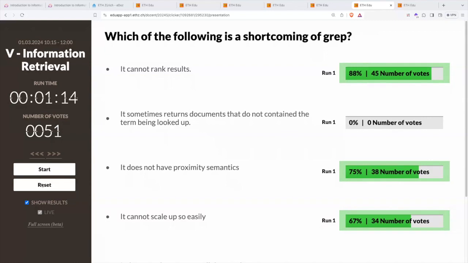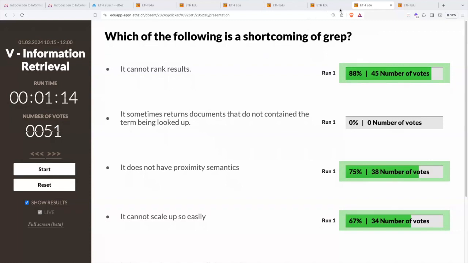But it's true, it cannot rank results. It's just returning the lines in the order of the document. It does not have proximity semantics, like whether a word is close to another word other than on the same line. And it cannot scale up so easily because, as you can imagine, you cannot grep the web. You can grep something you downloaded to your laptop, but that's pretty much it. And even on your laptop, if you download a gigabyte of data and run a grep on it, it's not going to return as instantly as a web search engine.